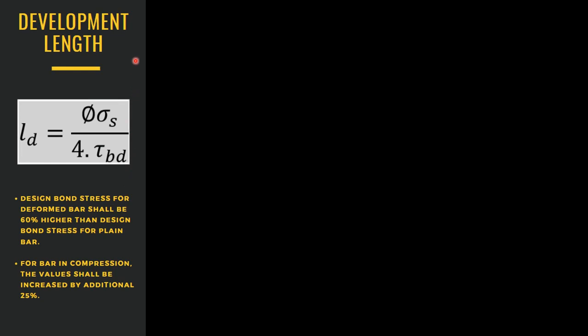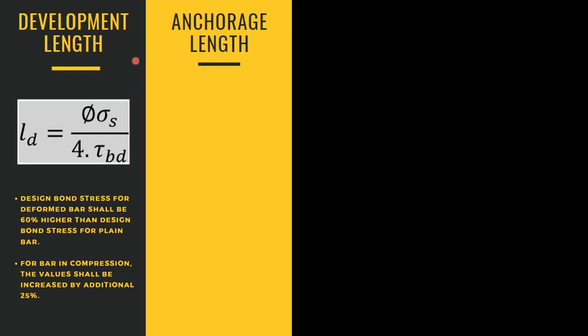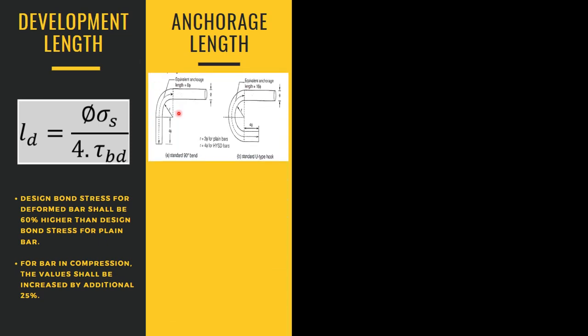So we have seen the development length, and we shall move on to the anchorage length. This is the anchorage of the reinforcement, how the bends or hooks can be provided. It is the representation for a standard 90-degree bend, and this is the representation for a standard U-type hook.